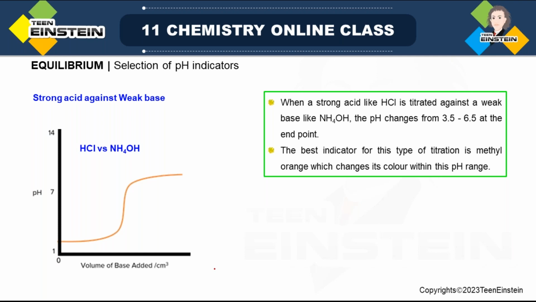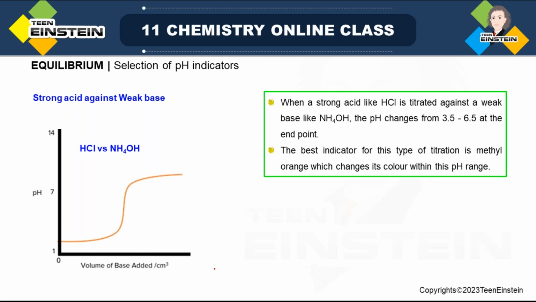In this case, we always start from an acidic medium and gradually add base. That means the base is taken in the burette, whether it is NaOH or NH4OH, and HCl is always taken in the conical flask. That is the convention we follow, not the reverse one. Now, with HCl versus NH4OH, NH4OH is basically an aqueous solution of ammonia.